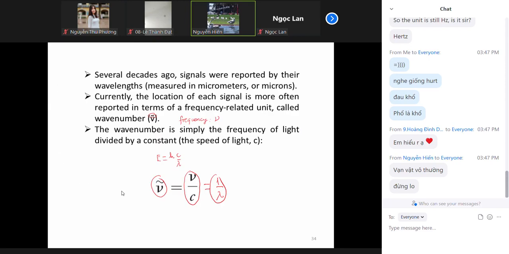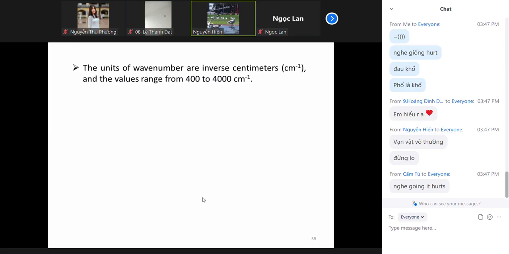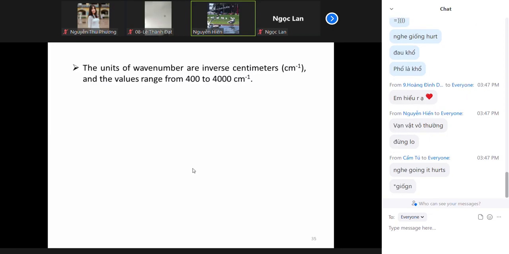Okay, so the units of wave numbers are inverse centimeters, and the range is from 400 to 4,000 centimeters to the -1.